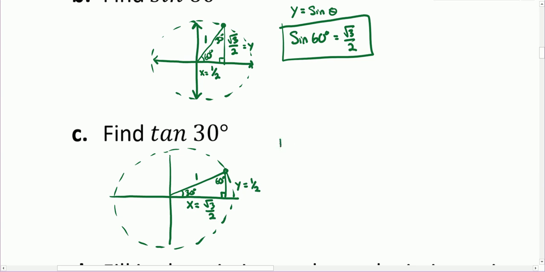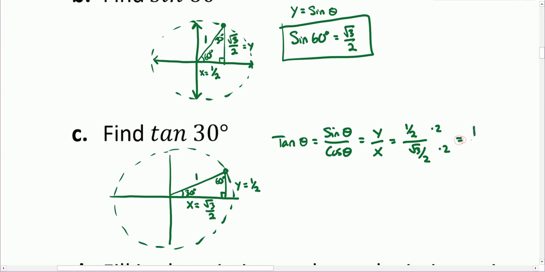A tangent, we know two ways to look at tangent. Tangent is sine over cosine. So in this context, it's your y value over your x value. So y is 1/2, x is root 3 over 2. If we multiply top and bottom of the fraction by 2, we end up with 1 over square root 3. We can rationalize the denominator by multiplying by square root of 3, and you end up with the tangent is the square root of 3 over 3. So that's the tangent of 30 degrees.